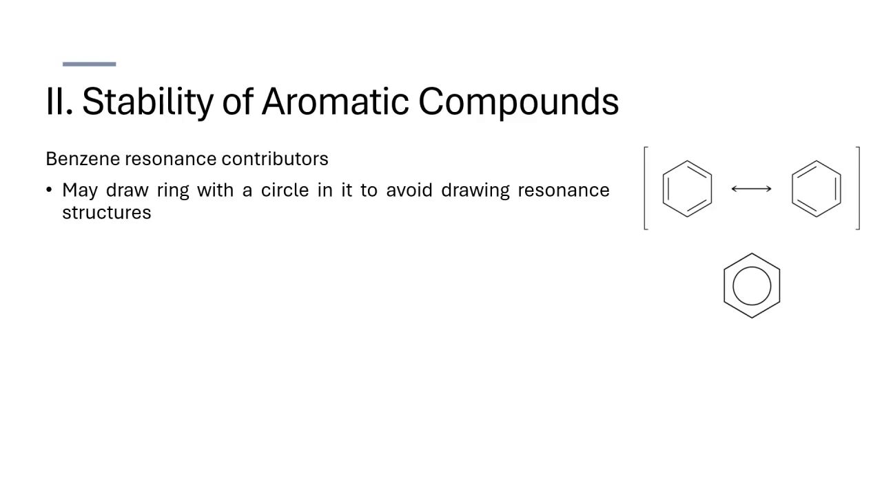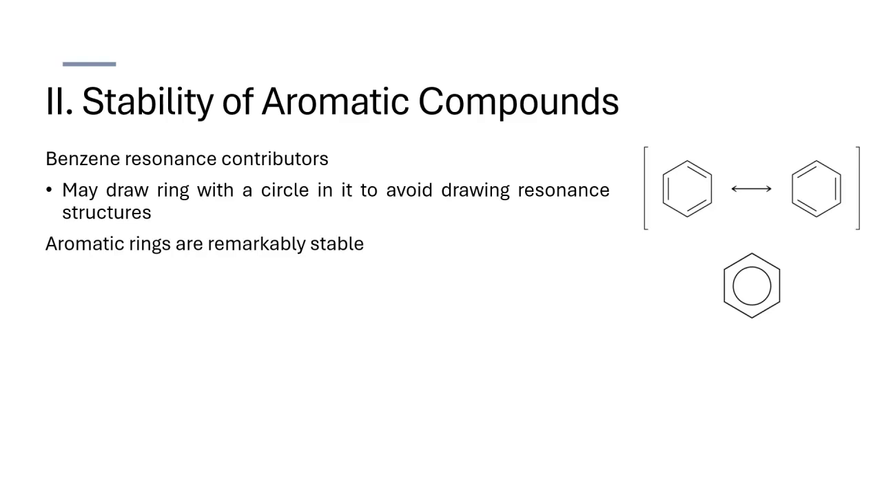2. Stability of aromatic compounds. Note here we have benzene resonance contributors. We may either draw the ring like this or the resonance structure like this. One may actually draw the ring with a circle in it to avoid having to draw all the resonance structures.